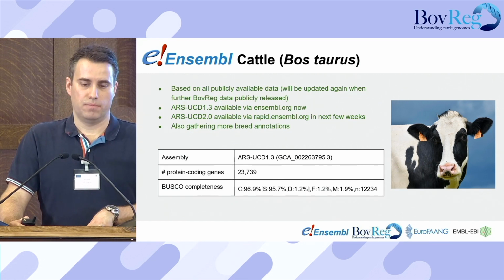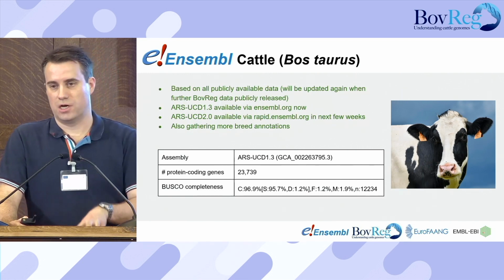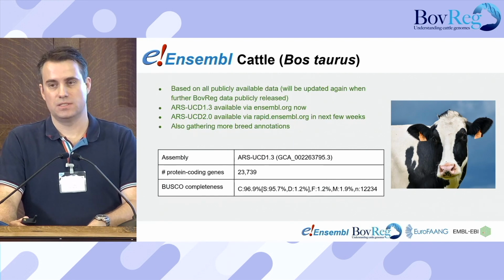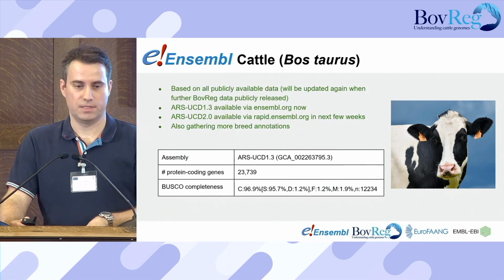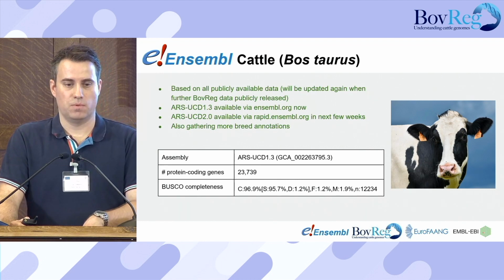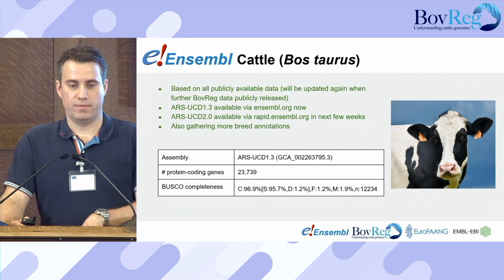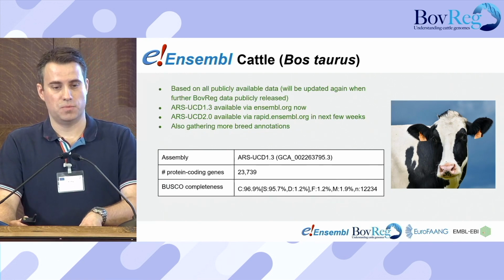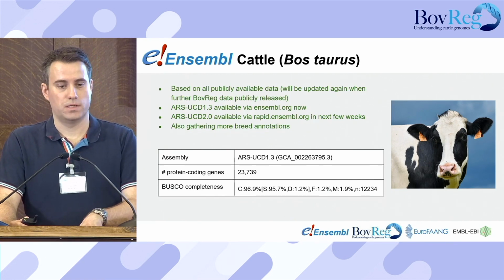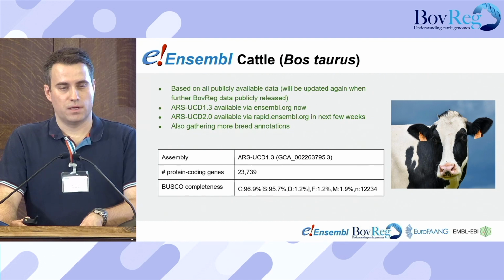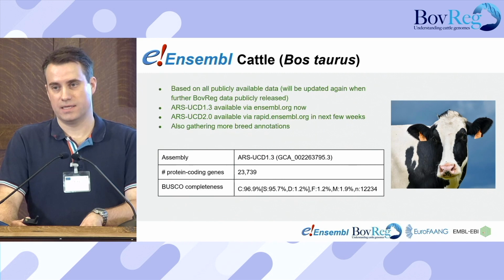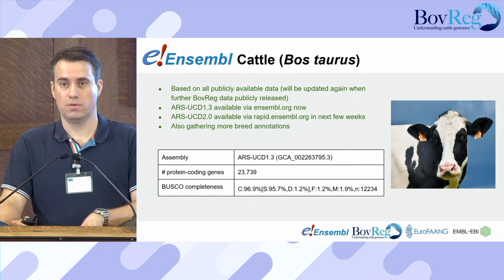So in terms of the cattle reference, we essentially use all publicly available data. So as the EuroFAANG projects and the global FAANG projects make their data releases, we will improve our annotation repeatedly over time. So we've just released ARS-UCD 1.3, and very shortly, in the next few weeks, we'll be releasing ARS-UCD 2.0, which contains the Wagyu Y as well. And one of the other things that we're particularly interested in is continuing to gather more breed annotations as we move towards a pangenomic view of cattle as well.